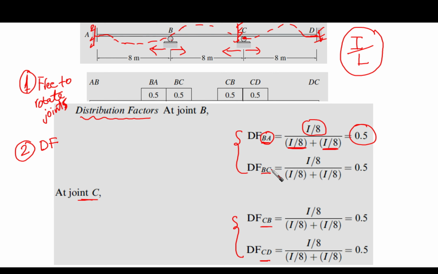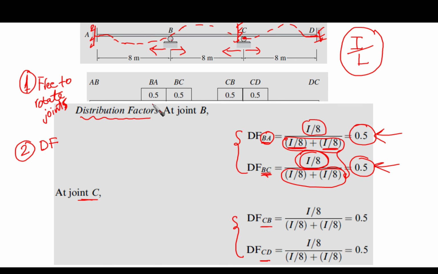In a similar fashion, we are going to do the same for span BC, which is this span. As you can see, the same denominator will be repeated here, and the numerator is going to be I over L for span BC. Span BC, I over L. Okay, so now this is the relative stiffness, and we can obtain 0.5 too. So we have 0.5 and 0.5.